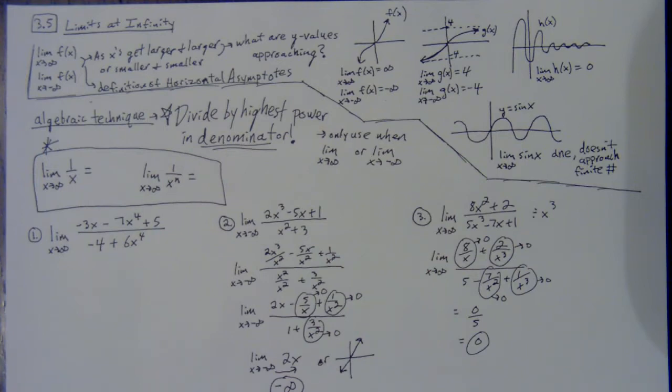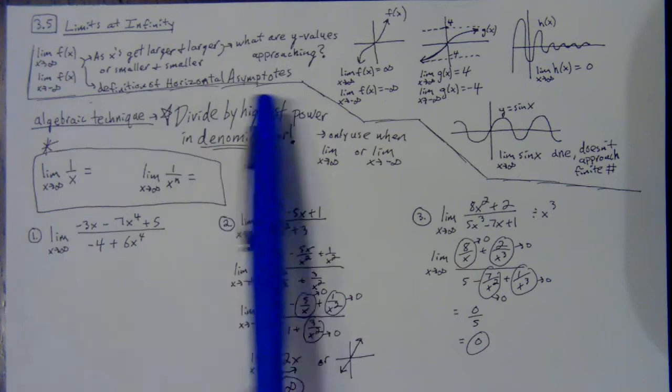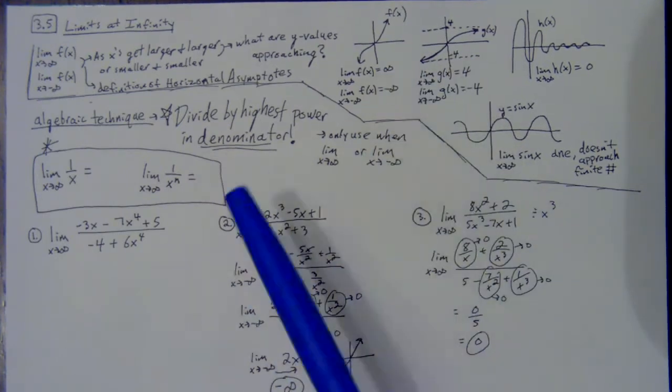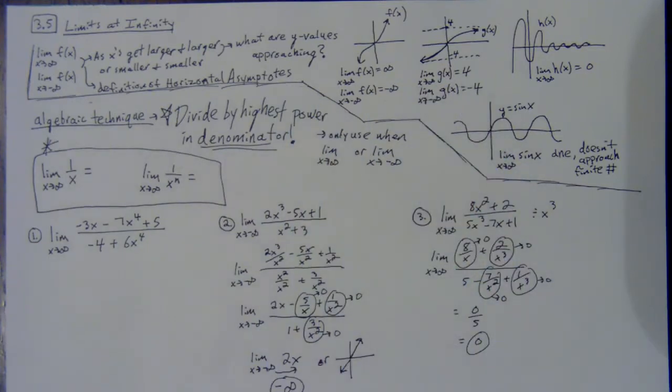Limits at infinity. You kind of know what this means already. You did a little bit of this stuff last year and earlier this year, but the limit as x approaches infinity and negative infinity means as my x's get larger and larger as I go to the right on the graph, or as my x's get smaller and smaller as I go to the left on the graph, you're still asking yourself the question, the limit is what are my y values approaching? What are my y values doing?